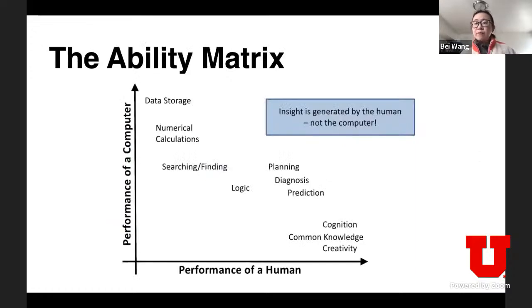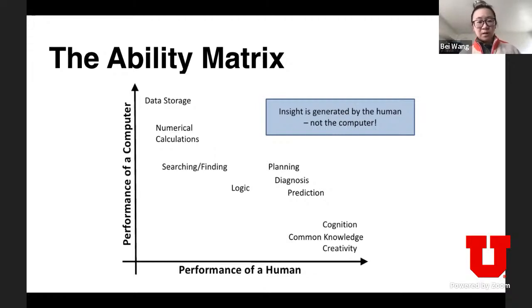In a way of thinking about visualization, remember, when we are thinking about insight, this insight is typically generated by the human, not the computers. So if we think about the goal of visualization, we can think about the two axes of what we call an ability matrix, where the x-axis corresponds to the performance of a human being. At high performance, human beings are very good at cognition, common knowledge and creativity. We're reasonably okay in terms of prediction, diagnostics, and planning.